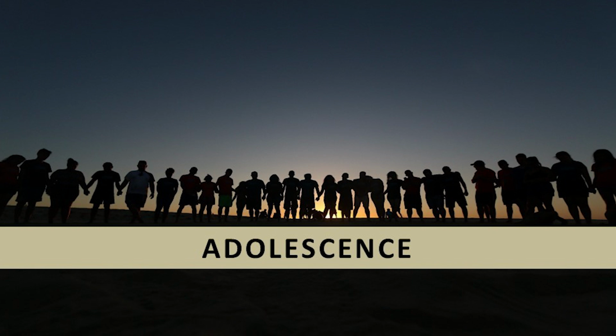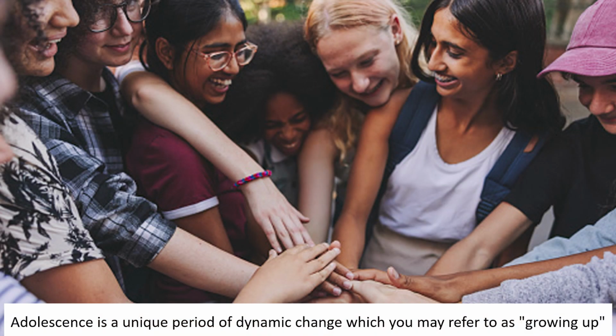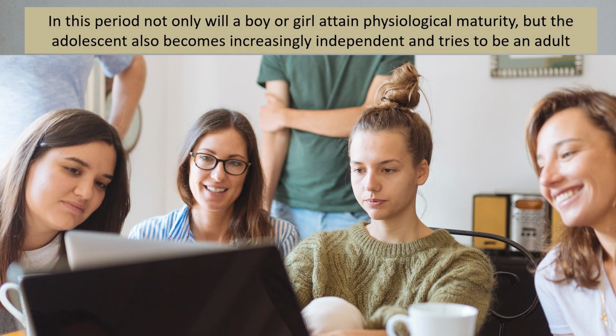You've already covered the preschool and the school going years in the previous lectures. So today we move on to the next age group, which is adolescence, and it is sandwiched between the school age and adulthood. Adolescence is a unique period of dynamic change which may be referred to as growing up. In this period, not only will a boy or girl attain physiological maturity, but the adolescent also becomes increasingly independent and tries to be an adult.